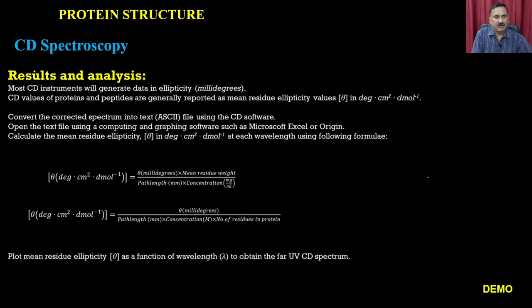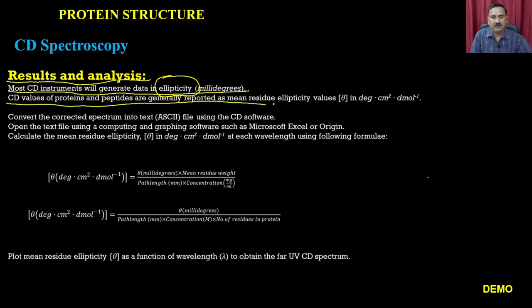So in the CD spectra, what are the results and analysis? Most CD spectra will generate the data in the form of ellipticity. CD value of the protein and peptides are generally reported as the mean residue ellipticity values in degrees centimeter square per mole. Convert the corrected spectra into the text file using the CD spectra software.